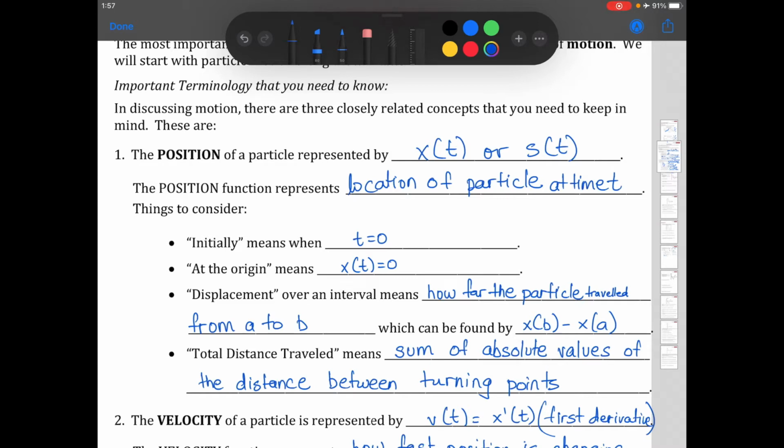Now let's talk about displacement. Displacement over an interval means how far the particle traveled from a to b, which can be found by x of b minus x of a. We will be using that a lot and just need to understand what displacement means.